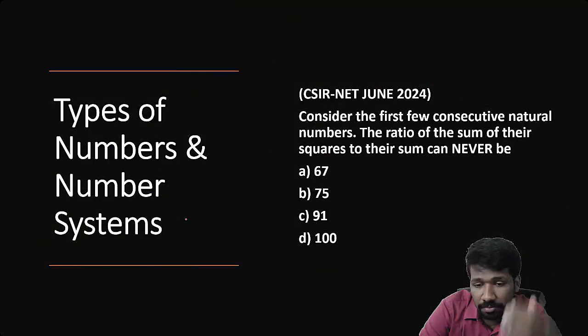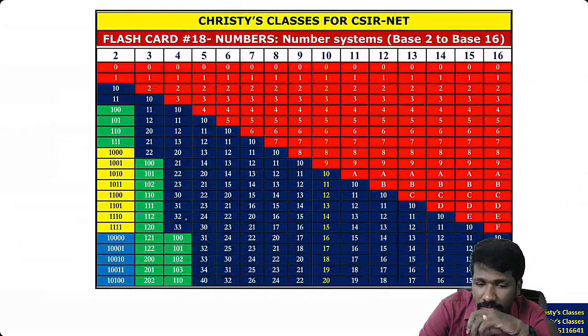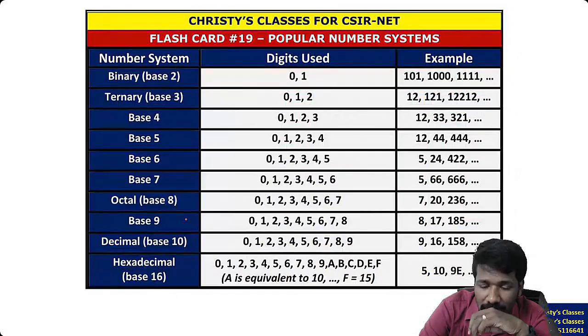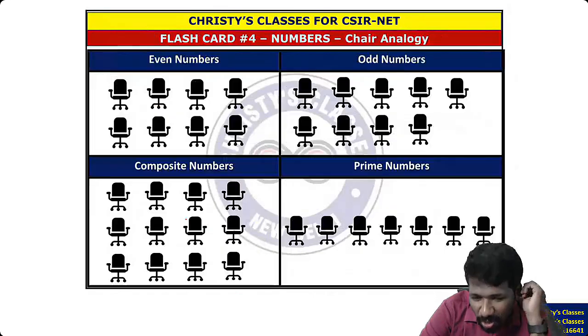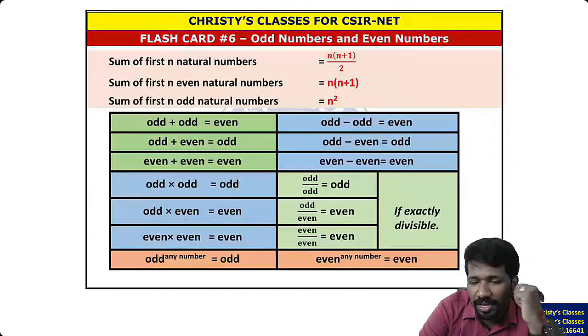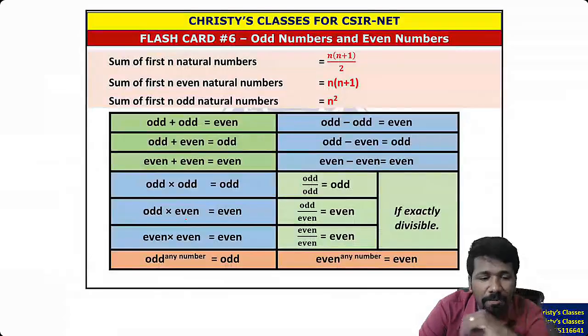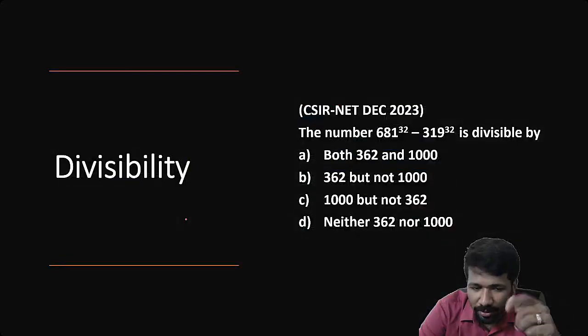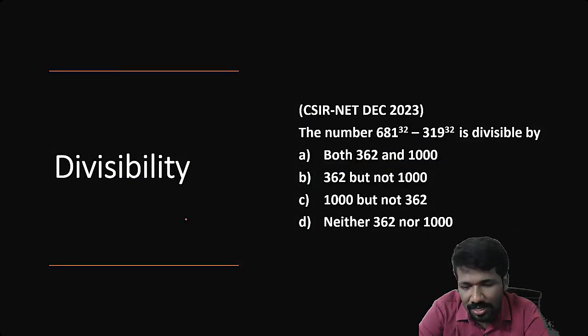The example for types of numbers is from June 2024, from the number system chapter. There are about 30 flashcards only for number system. Only for number system we have created 30 flashcards. With that you will get a proper idea, don't worry. Now the next area is divisibility, test of divisibility, etc.